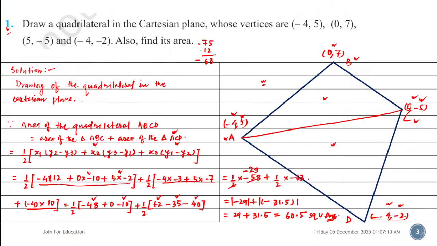So this is the first question. In this question, we are asked to draw the quadrilateral in the Cartesian plane. So this is the drawing of the quadrilateral in the Cartesian plane, and vertices are given and we are asked what is the area of the quadrilateral. So this is the area of the quadrilateral. In this question, I used that area can never be negative.